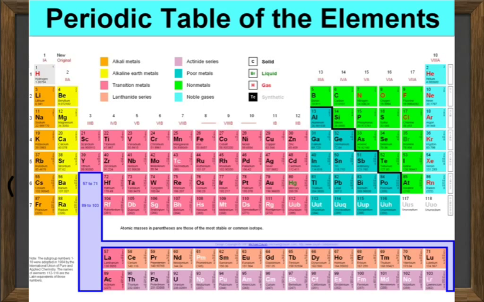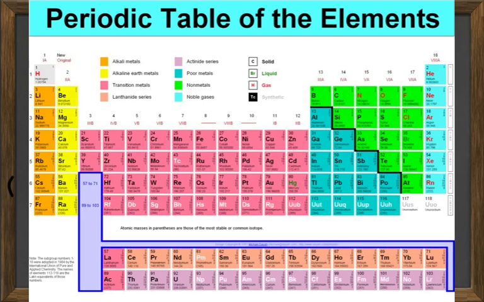same time that he was working on organizing the elements, another scientist, a German scientist with the last name of Meyer, was also working independently on the same idea of how to organize the elements. And they both came up with a pretty similar arrangement of the periodic table. And what we have today, Mendeleev is actually given credit for this arrangement.